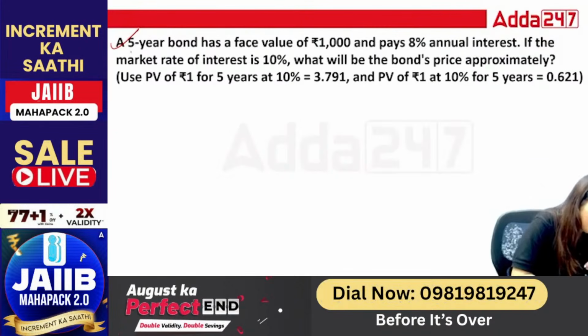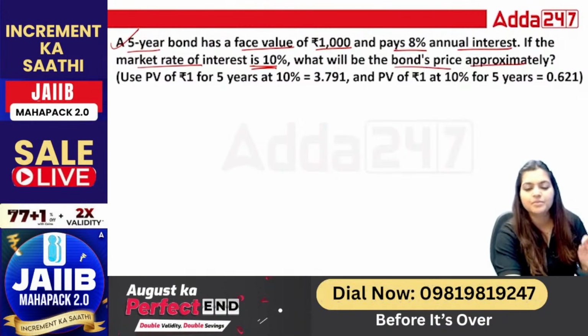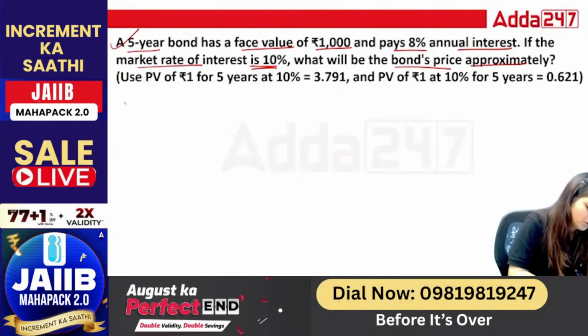Now let's calculate the value of the bond. A 5-year bond has a face value of 1,000 and pays 8% annual interest. If the market rate of interest is 10%, what will be the bond's approximate price, meaning what will be the true value of the bond? So let's start this solution.